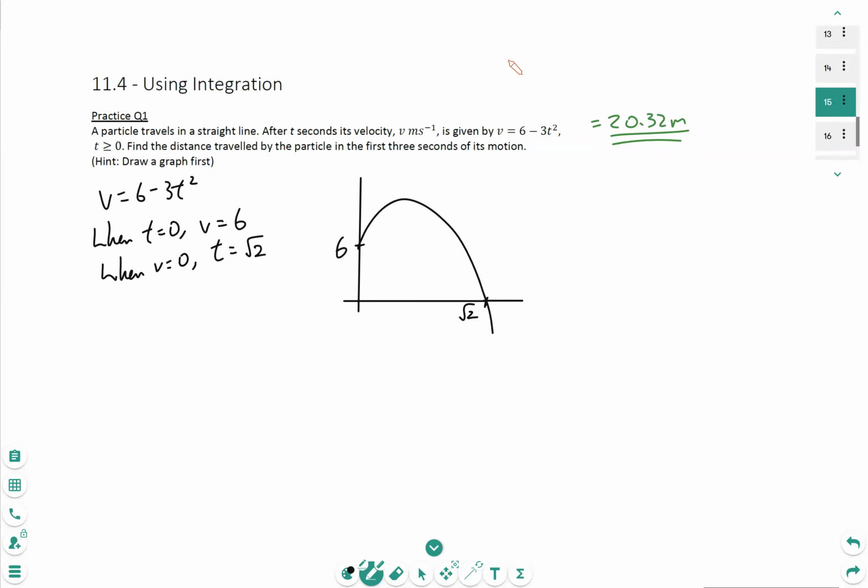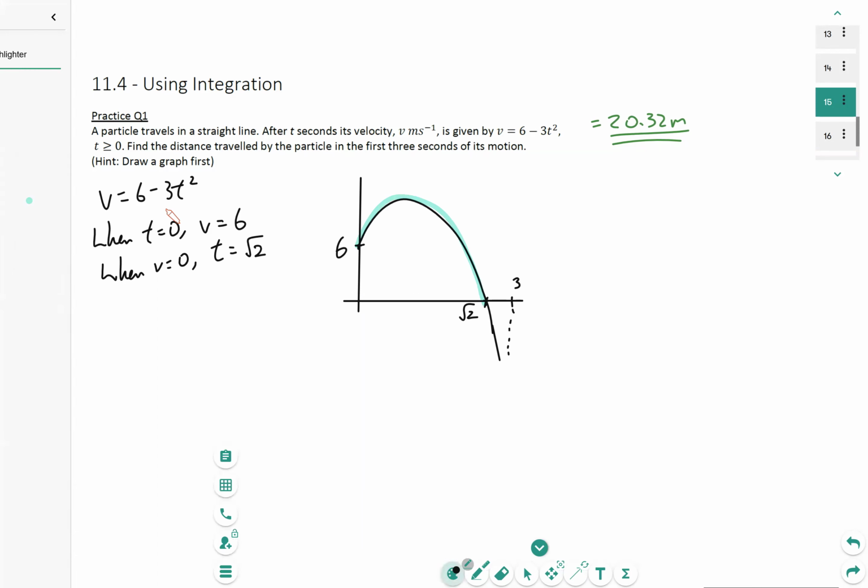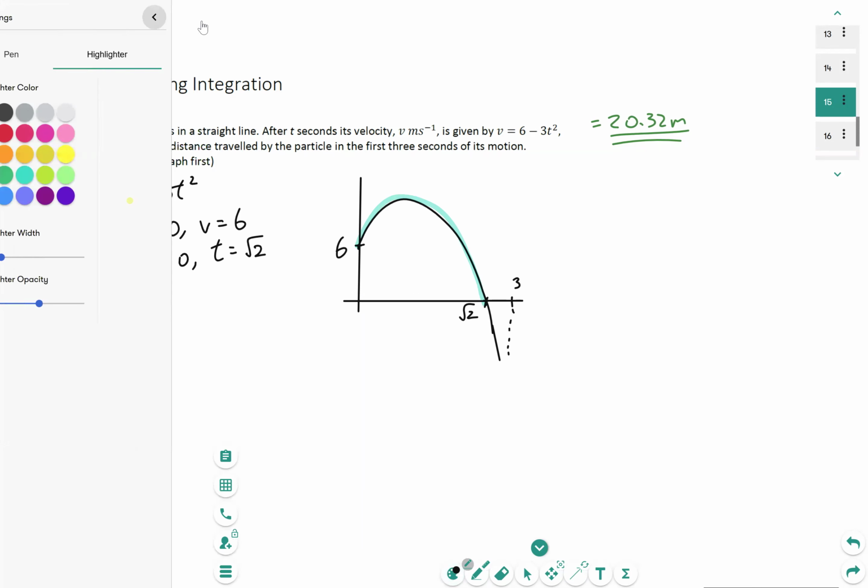Now, what's the problem in here? The problem is we want to find the first 3 seconds. Now, root 2 is 1.41-ish. That means at 3 seconds, which is here, the total distance traveled will be broken into 2 parts. So that's part 1. And then you also have part 2.